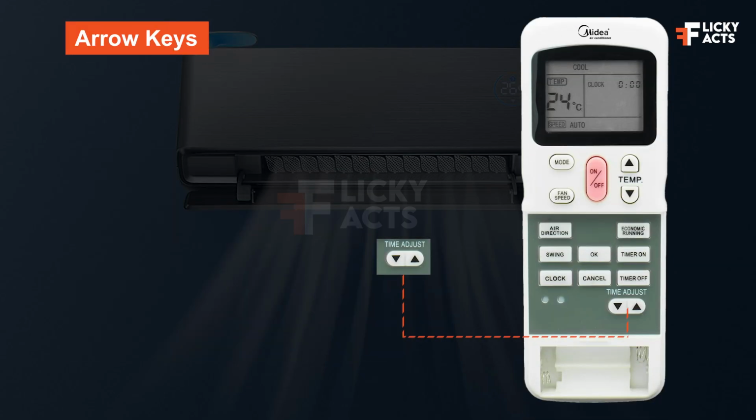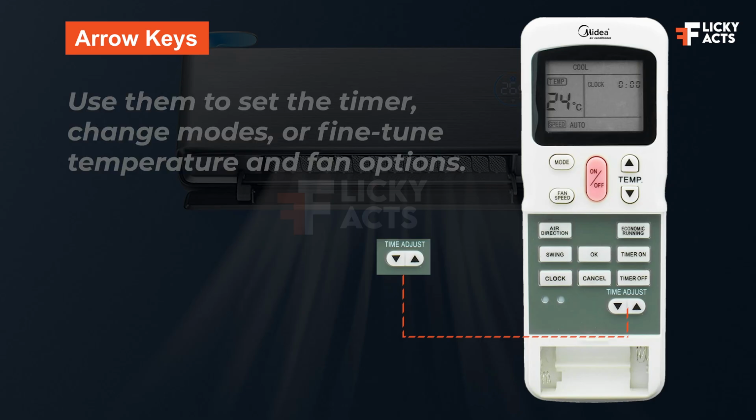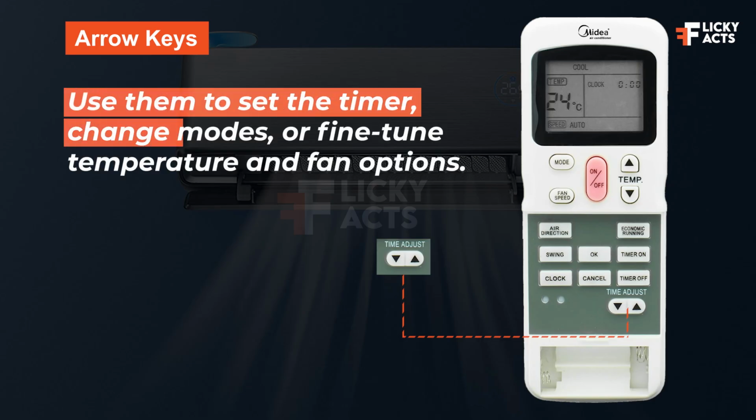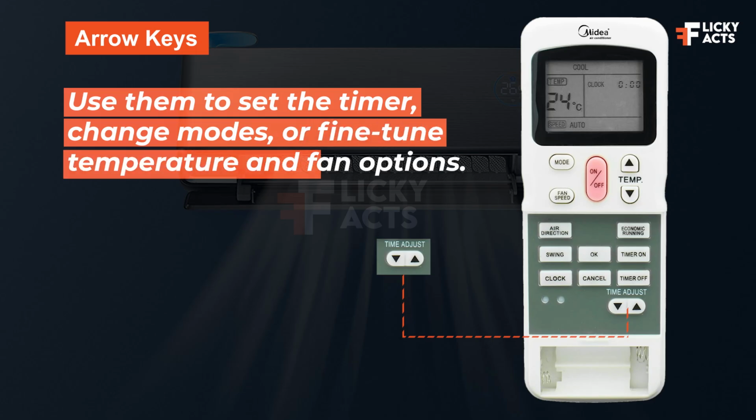Navigation arrows help you scroll through settings and adjust values. Use them to set the timer, change modes, or fine-tune temperature and fan options.